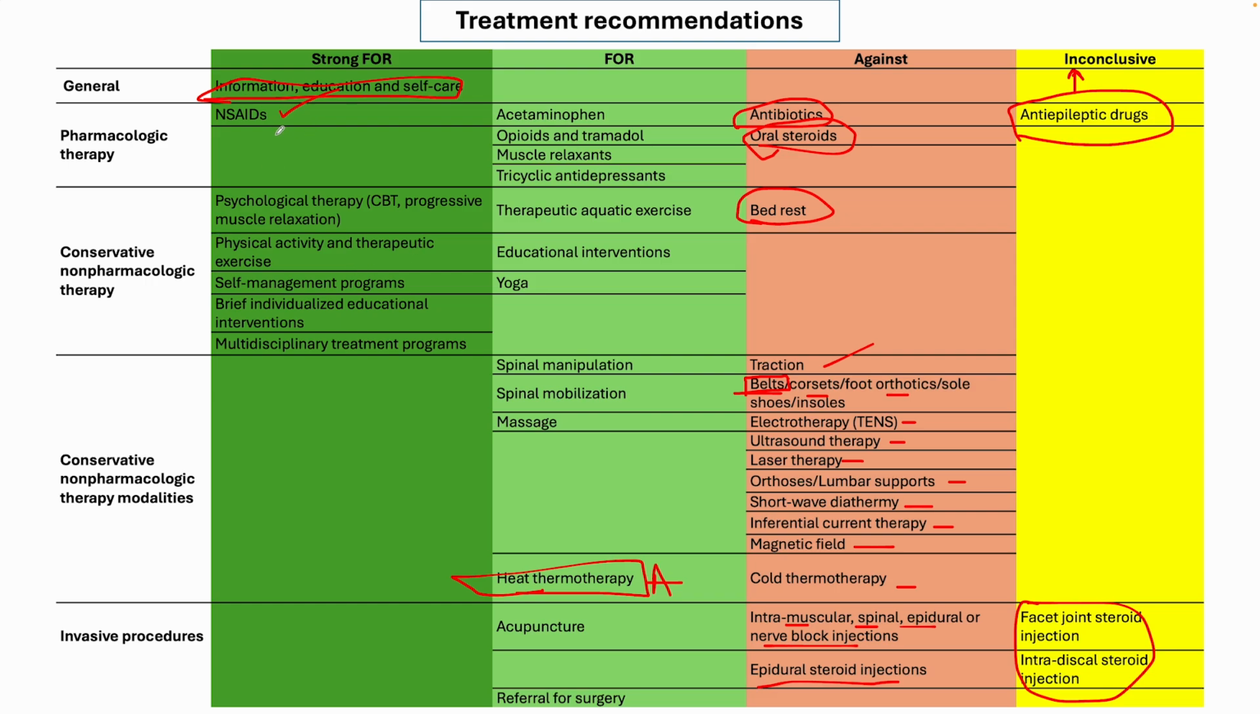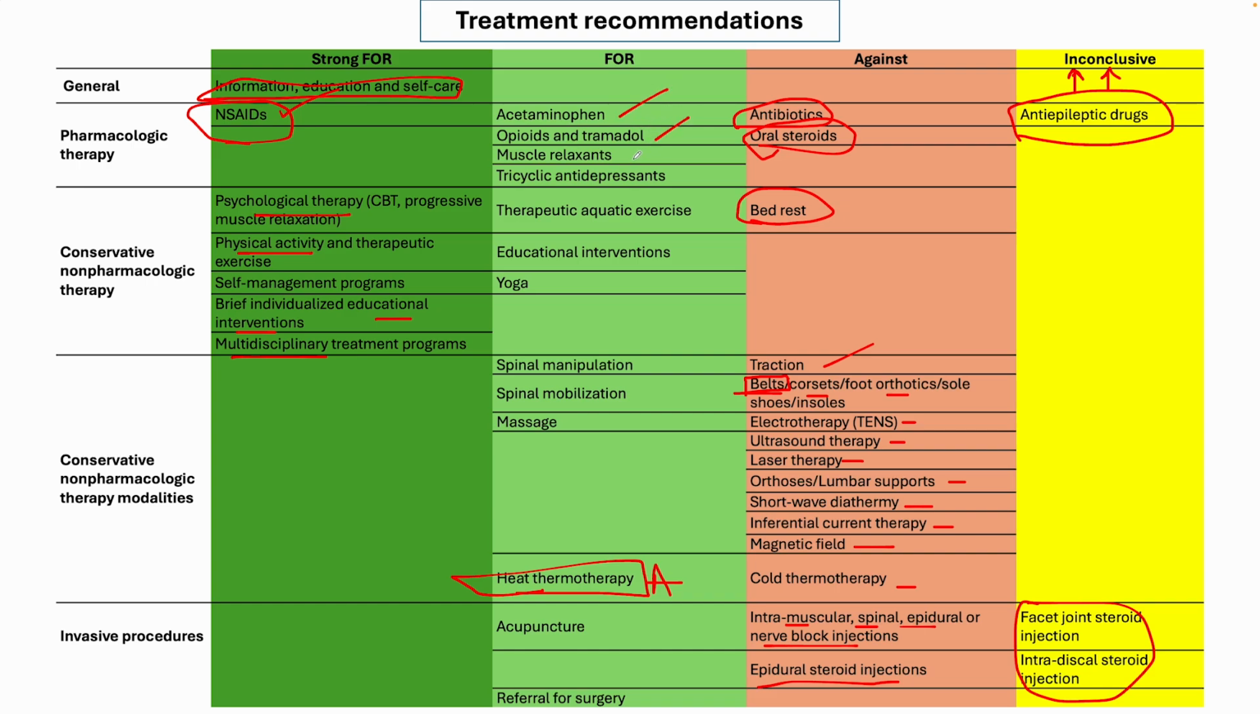So remember, a very common thing we do when we see patients with back pain is prescribe pregabalin or gabapentin, which here is in the inconclusive category. What we should be prescribing is just NSAIDs and seeing what happens with that. Prescribe NSAIDs, provide some education, let them do some self-care, provide referrals for physical therapy, for psychological therapy, some educational interventions, multidisciplinary treatment, right? Can also consider paracetamol, okay, if required, opioids and tramadol.